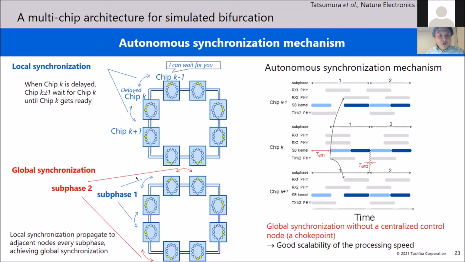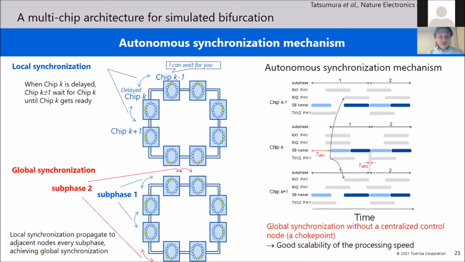Then the front of local synchronization propagates to the adjacent node via a symmetric ring network on every communication cycle, achieving global synchronization. Thus we can realize the global synchronization without a centralized control node, a choke point. This synchronization mechanism is simple but works very well.